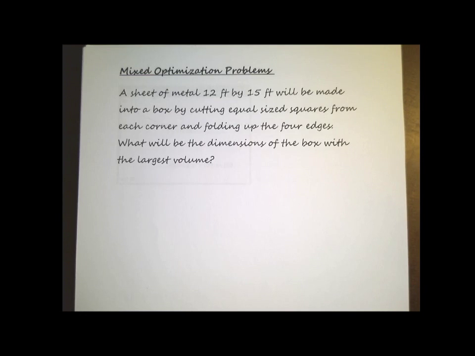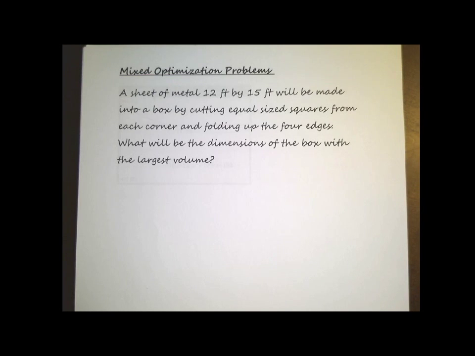This is another mixed optimization problem for AP Calculus. Let's read the problem. A sheet of metal 12 feet by 15 feet will be made into a box by cutting equal sized squares from each corner and folding up the four edges. What will be the dimensions of the box with the largest volume?